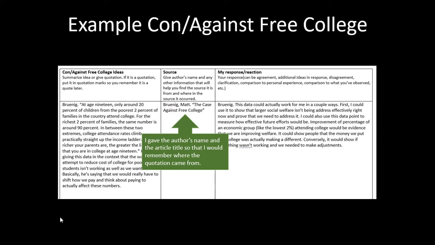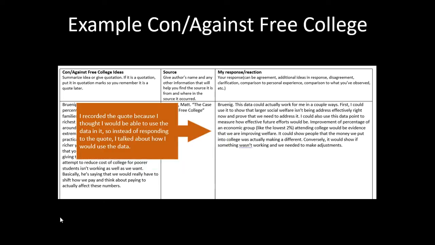Again, I gave the author's name of the article because if you can't tell, I'm very concerned about forgetting things. So I try to give myself as many reminders of where things came from as possible. And then in the response section, I didn't so much have a response to the idea. I recorded the quotation because I thought that I would be able to use that data later. And so I wanted to capture that. And what I ended up doing is talking about how I would use the data.